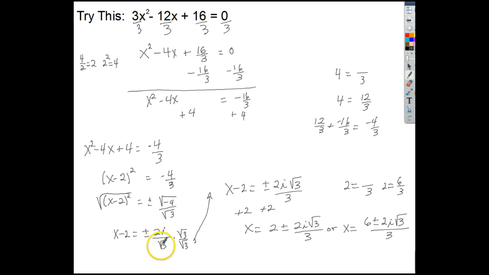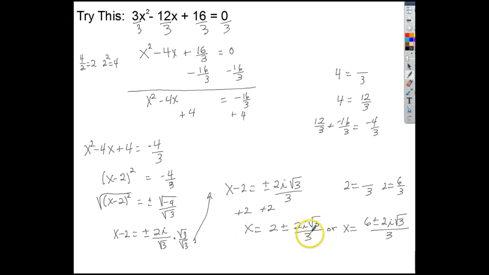We can't leave a radical in the denominator. We have to rationalize it by multiplying numerator and denominator by the square root of 3. And so we get x minus 2 is equal to plus or minus 2i square root of 3, and in the denominator the square root of 3 times the square root of 3 is 3. Get x by itself by adding 2 to both sides, put it up front. x equals 2 plus or minus 2i square root of 3 over 3.